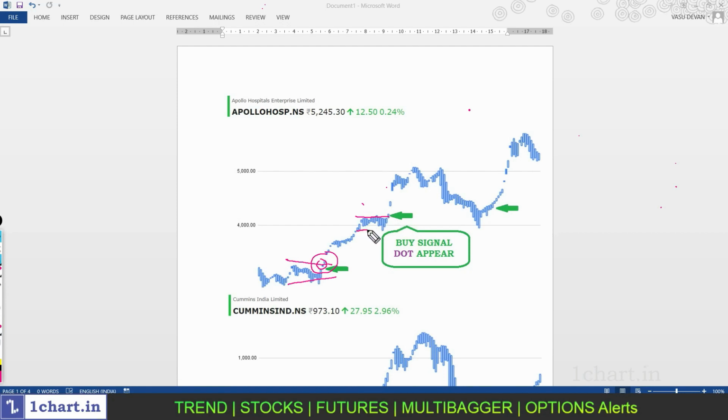And this structure is consolidation. After this flag pattern, a small breakout happened. This breakout is shown like a dot. When this dot appears, we consider it a buy signal. So this happens in this place also, and in this place also. How to avoid this particular place when the dot appears?